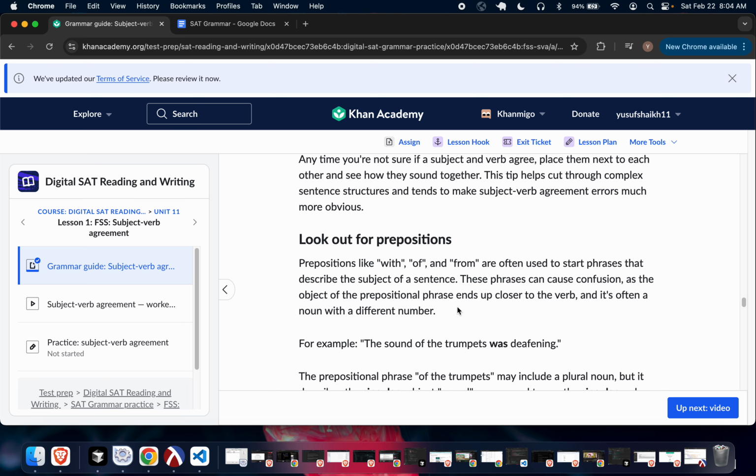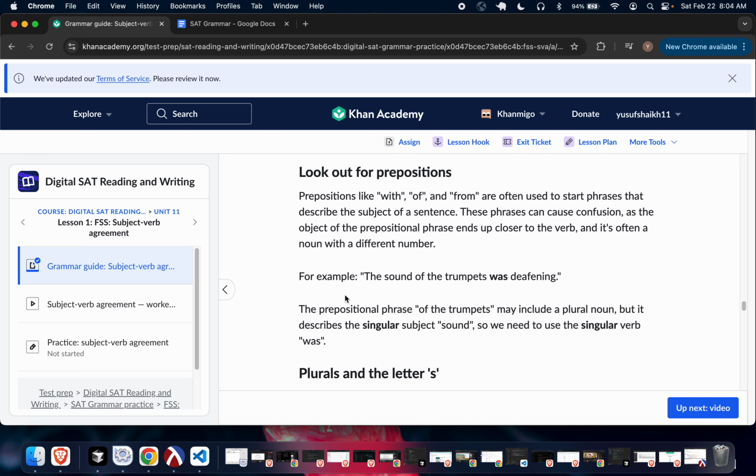Okay, look out for prepositions. Prepositions like with, of, and from are often used to start phrases that describe the subject of a sentence. These phrases can cause confusion as the object of the prepositional phrase ends up closer to the verb and is often a noun with a different number. For example, the sound of the trumpets was deafening. The prepositional phrase of the trumpets may include a plural noun, but it describes the singular subject sound, so we need to use the singular verb was.